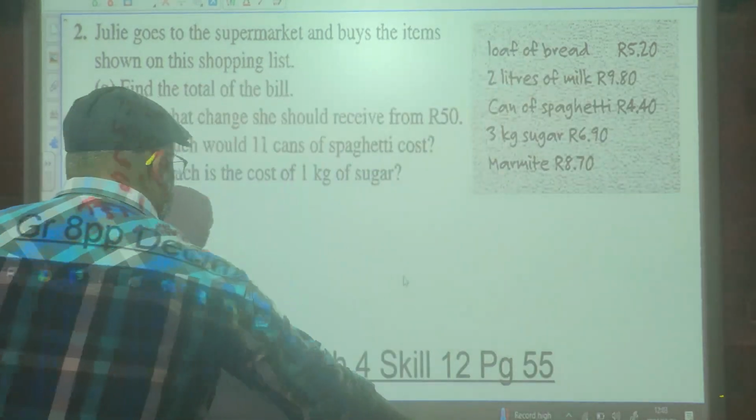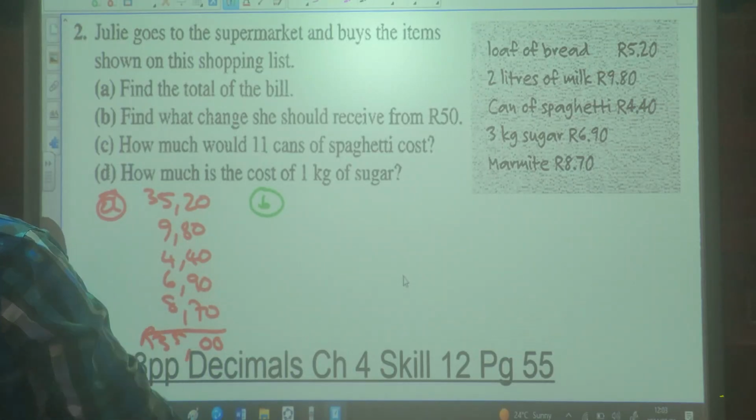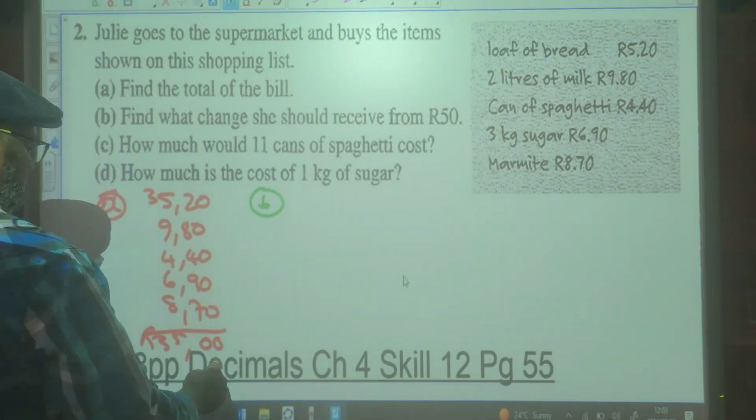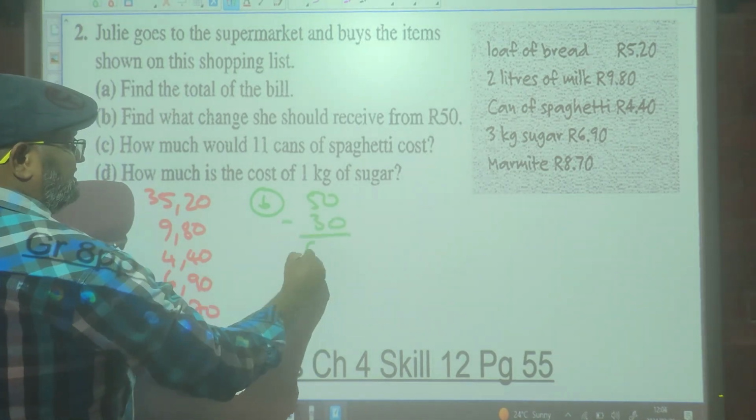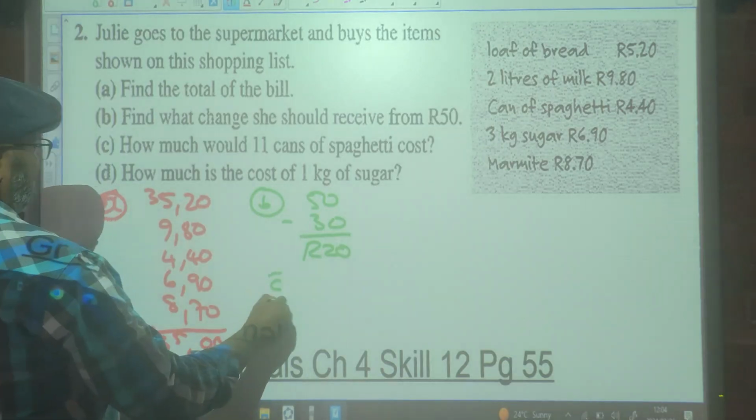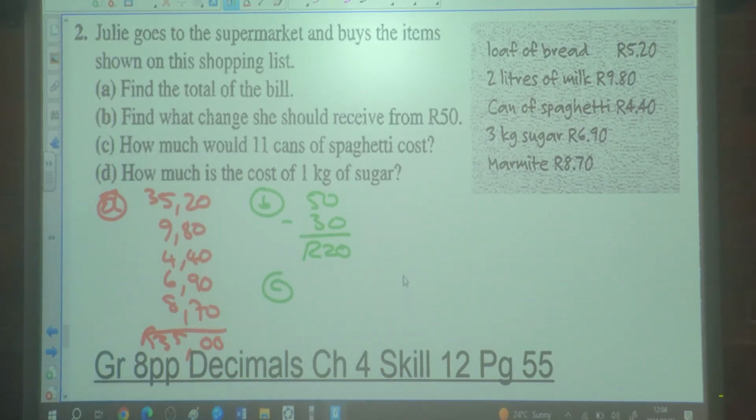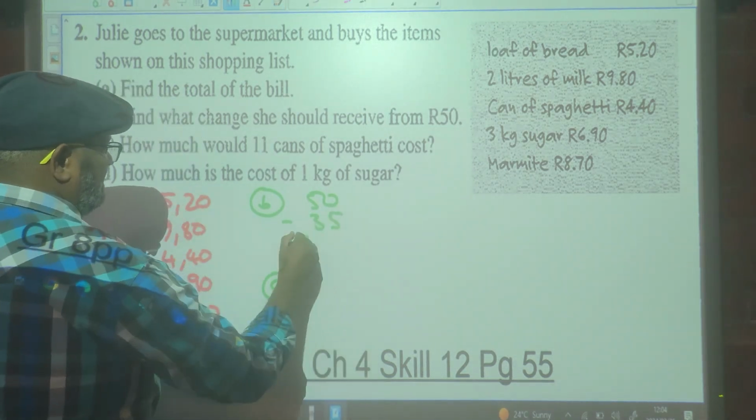Right, let's look at B. Find what change she should receive from 50 rand. So in other words, it's 50 rand minus 30. So if I get that, 20 rand. Look at C. Sorry? Oh, so it's 35, so it's 15. Alright, sorry about that. You see why I'm not a shopkeeper?